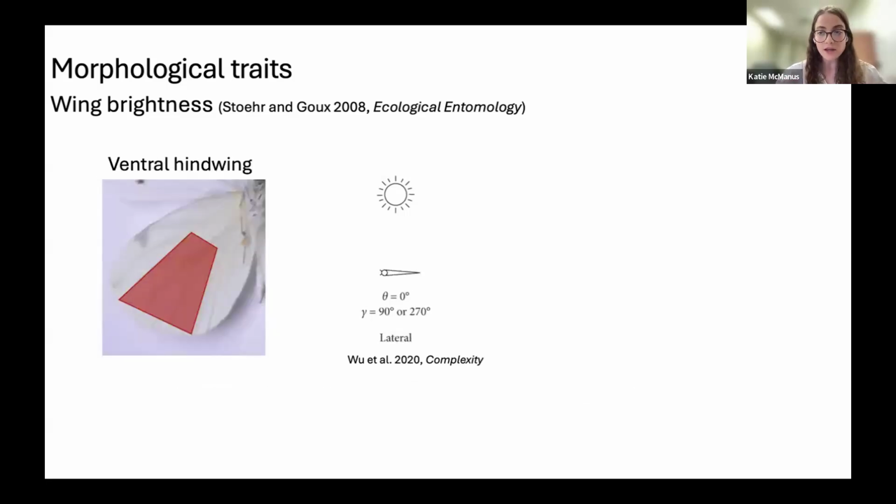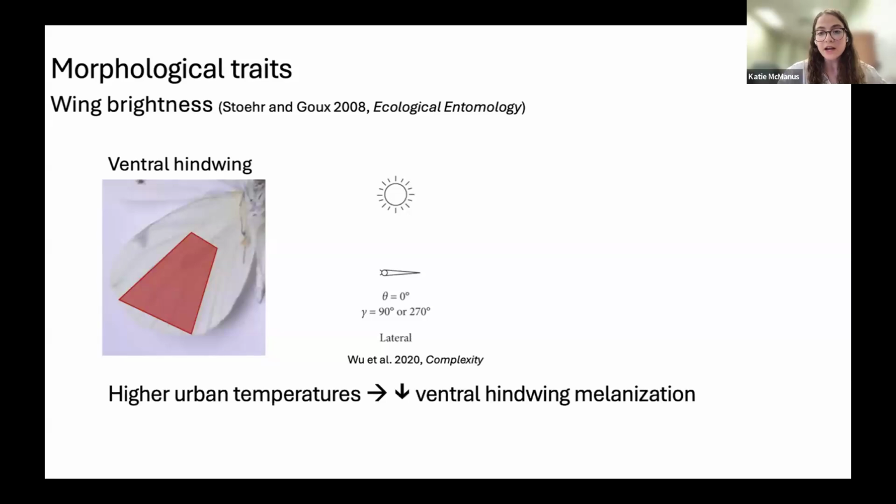Similarly, the ventral hindwing can absorb solar energy when it's in this lateral basking position, where the wings are closed and this position is exposed to the sun. And this also can directly conduct heat to the butterfly's body. So this area may also be less pigmented to prevent overheating.